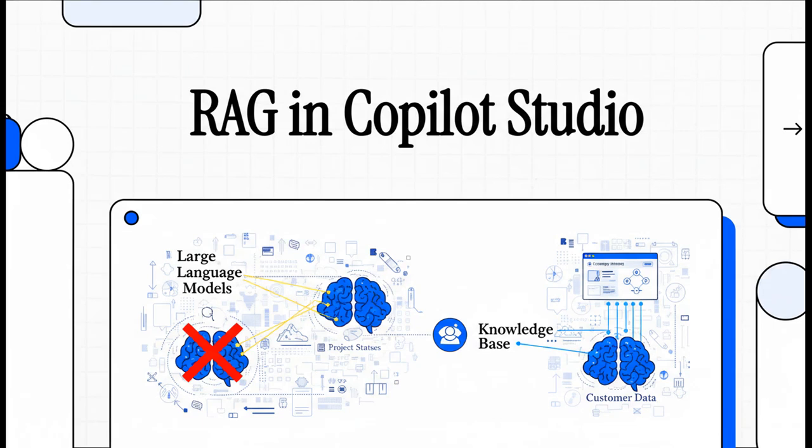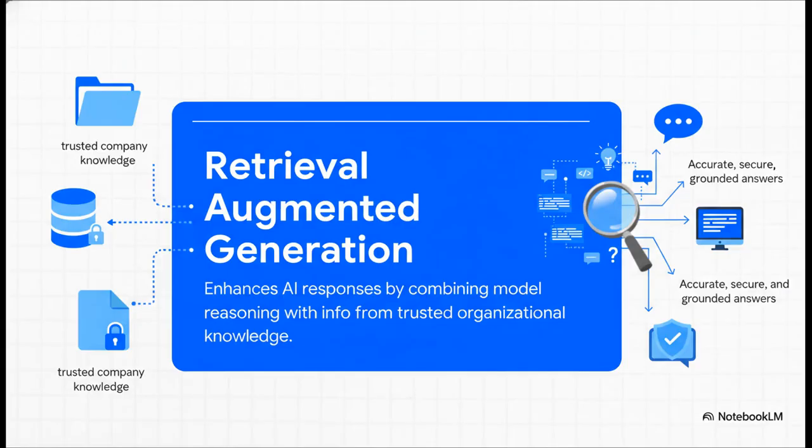Large language models are incredibly powerful, but they have this one massive blind spot. They have no idea what's going on inside your company. They don't know about your internal policies, your project updates, or any of your specific customer data. So how do we fix that? Well, that's where Retrieval-Augmented Generation, or RAG, comes into the picture.